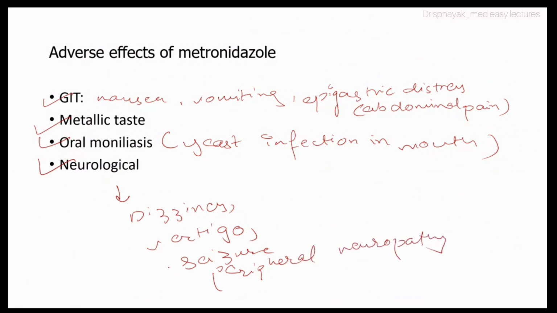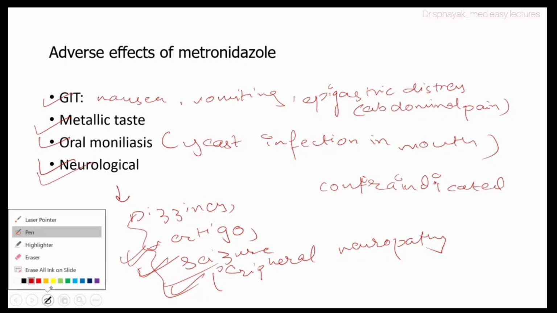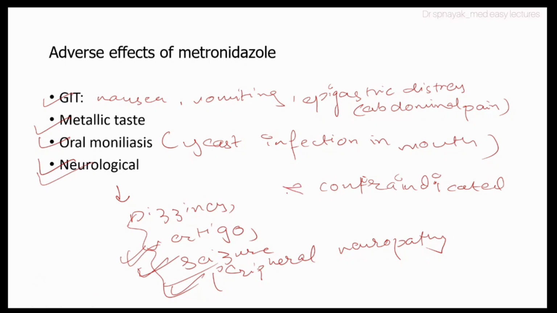Okay, so it becomes obvious that for a patient having these neurological problems, mainly seizures, vertigo, neuropathy, metronidazole is contraindicated in such a patient. If a patient is having seizures, vertigo, peripheral neuropathy, or any sort of neurological disorder, metronidazole is contraindicated in such a patient.